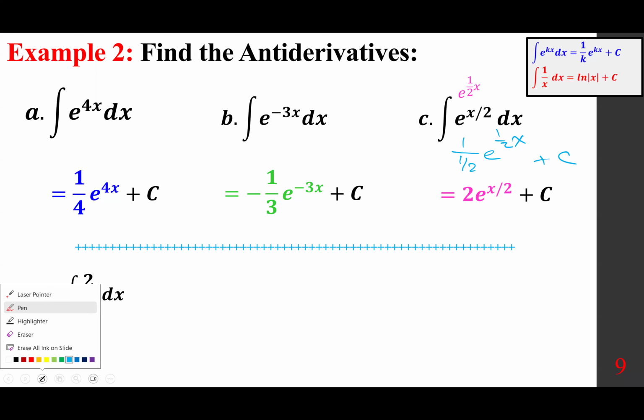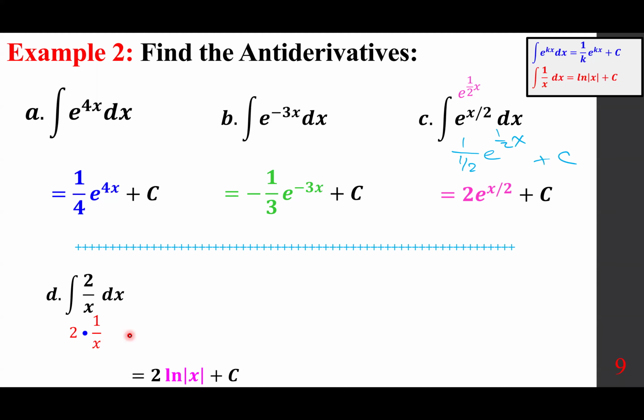What about here? Again, we may not recognize this. Therefore, we are going to rewrite it as 2 times 1 over x. 2 remains, and for 1 over x, we know the answer is a natural log. So 2 natural log of x plus a constant. We put an absolute value unless we know x is positive. So you rewrite it to make sure we don't make a mistake.